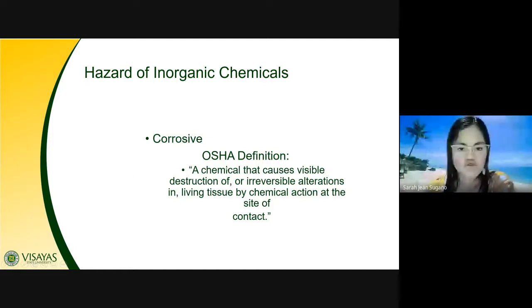So in the Occupational Safety and Health Administration, the definition of corrosive is the chemical that causes visible destruction or irreversible alteration in living tissue by chemical action at the site of contact. Okay?